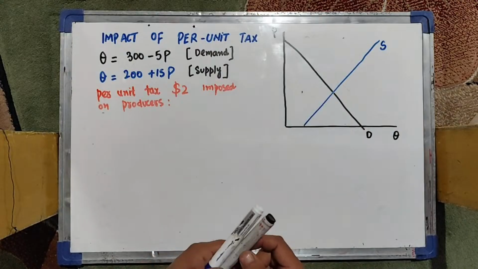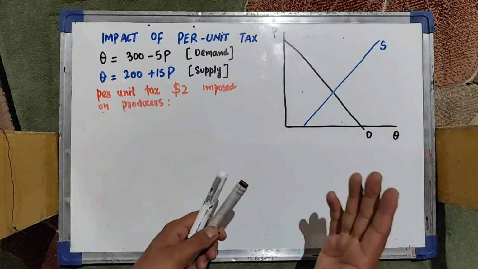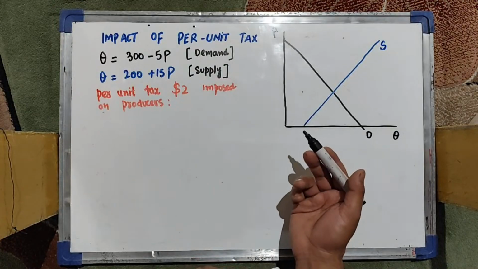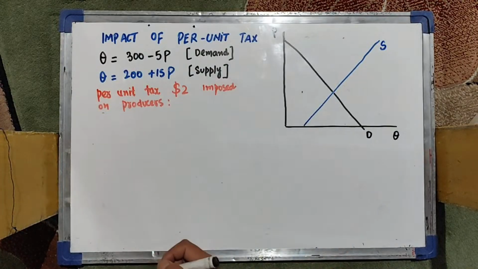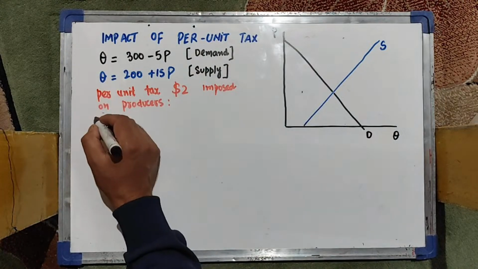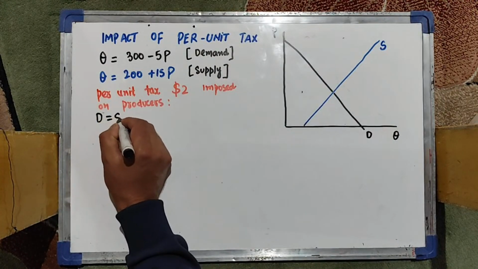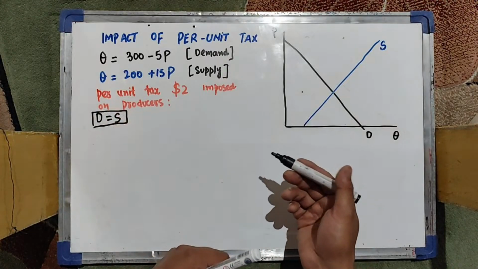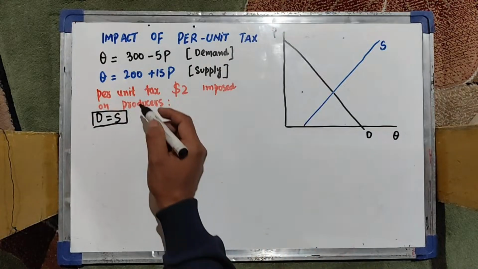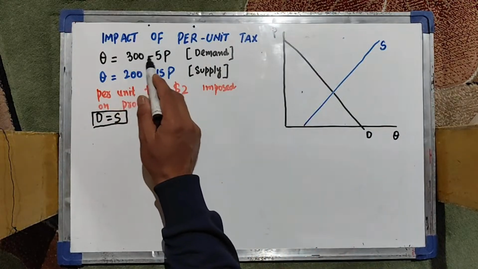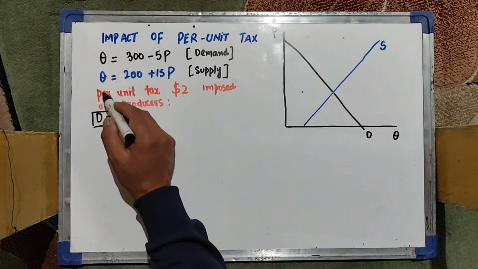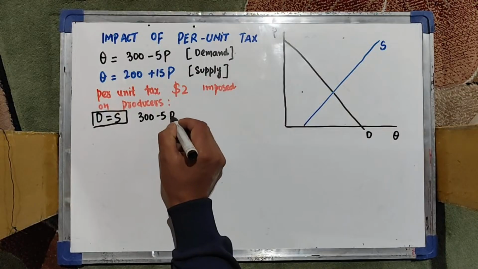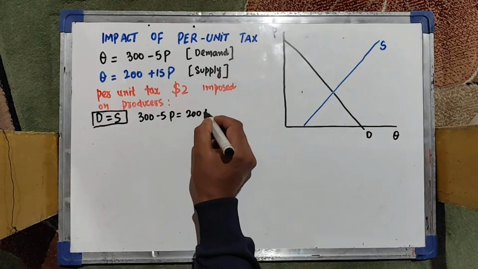Okay, having said that, what will be our first step? We will solve the initial equilibrium attained without the imposition of per unit tax. So we will equate the demand with supply. Before the imposition of tax, what will be the equilibrium quantity and equilibrium price? So equating demand with supply, this is demand function, this is supply function. LHS is same, we can equate the RHS. That means 300 minus 5p will be equal to 200 plus 15p.